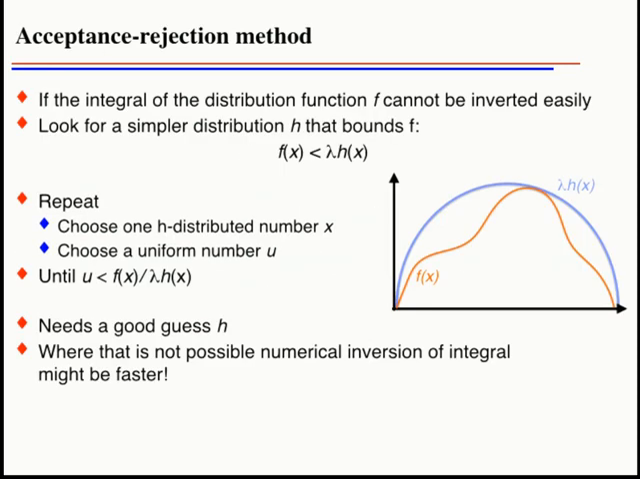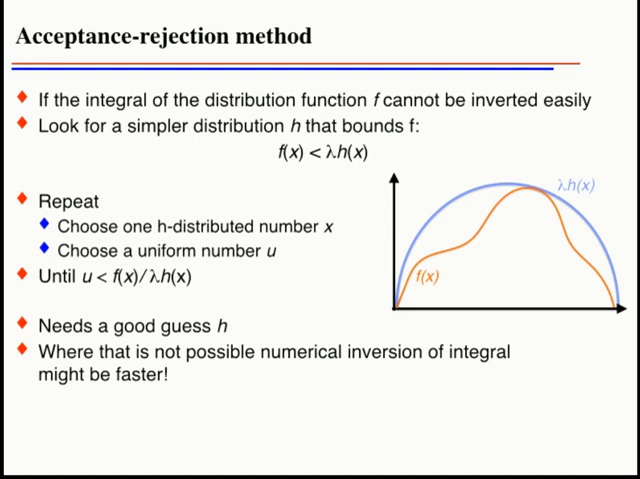Now, in case the integral is really hard, you cannot solve it, you cannot use any trick, you still want to be able to have numbers distributed according to your density distribution, f of x. The second method we can use is the acceptance rejection method. In this case, for example, we have the orange distribution. What we can do is define an upper bound of f of x. That's lambda times h. And the assumption is that we can throw numbers according to h.